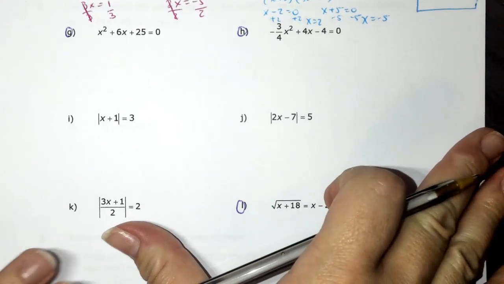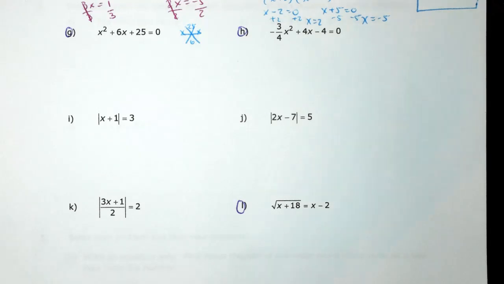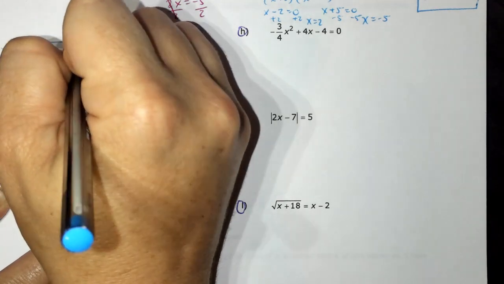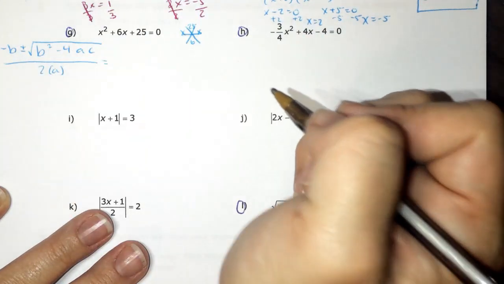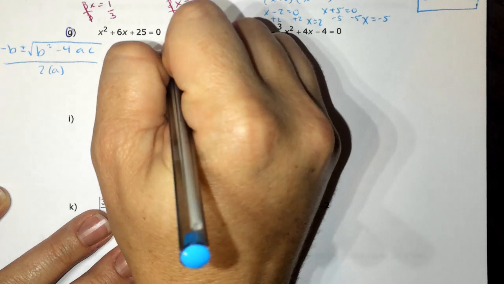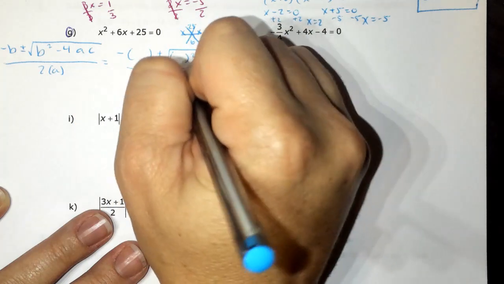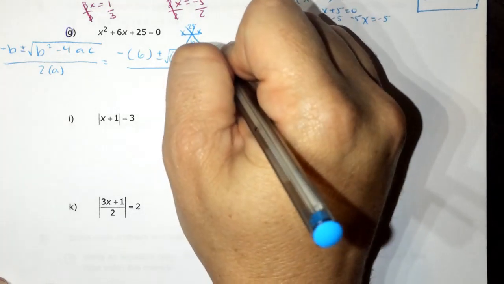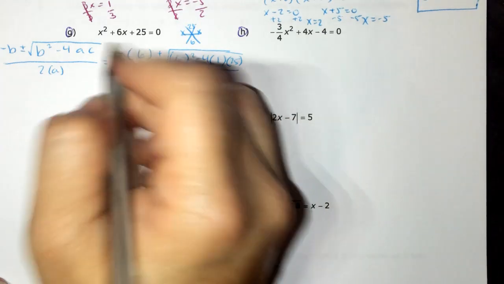Now, if we look at G, if I try to factor this, I end up with 6, 25. I cannot find anything that multiplies to give me 25 and adds to give me 6. So I'm going to go ahead and use my quadratic formula. So I'm going to set it up as the skeleton like we talked about before. And I get B is 6, A is 1, C is 25. And I'm going to simplify the three pieces. So this becomes negative 6.